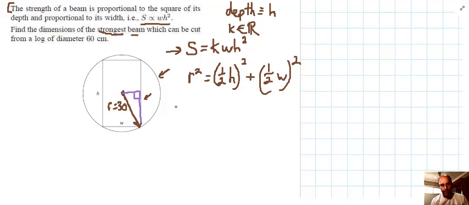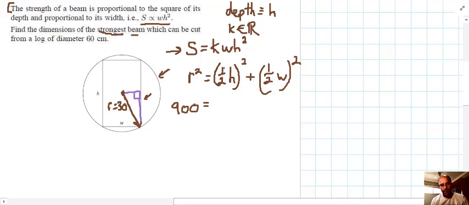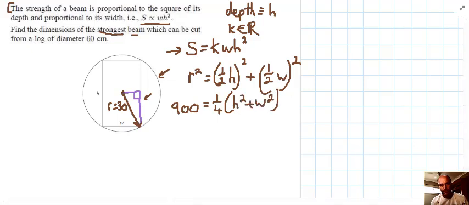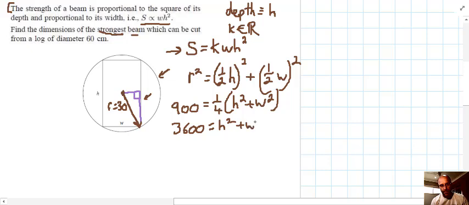Since R equals 30, R squared will equal 900. So 900 equals, now inside the pair of brackets that are squared, half H and half W, if you square the half you get a quarter, so that'll be a shared factor amongst the two terms. So you've got a quarter outside of H squared plus W squared. Now we can multiply through by 4. We have 3600 equals H squared plus W squared.